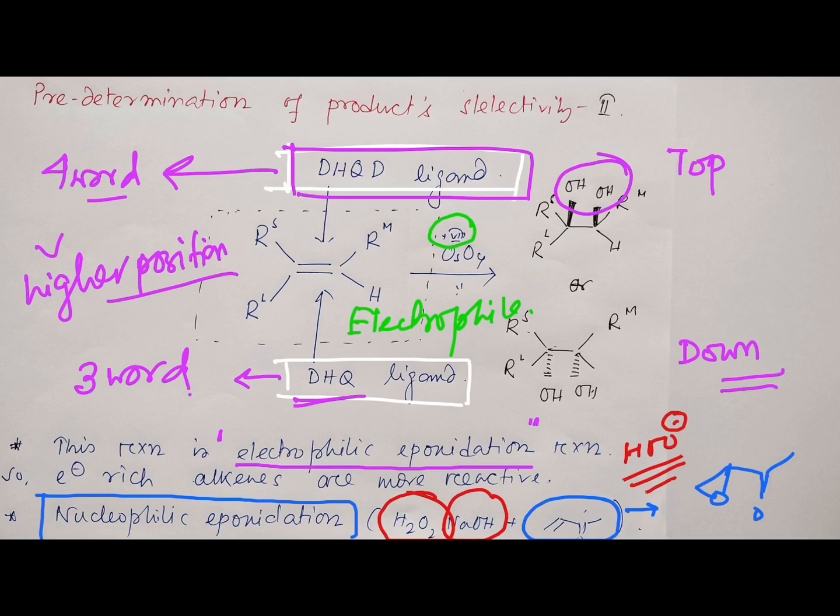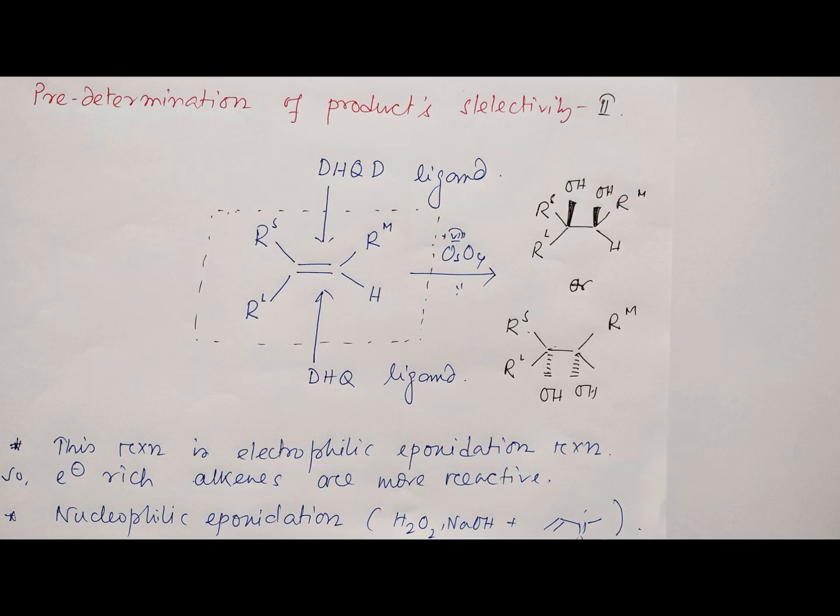I have uploaded a separate lecture. I shall provide the link. Please visit it for a clear understanding. But I suggest you understand these two strategies, electrophilic epoxidation and nucleophilic epoxidation. If you understand these two, I believe it will be easier for you to remember the complete chemistry.